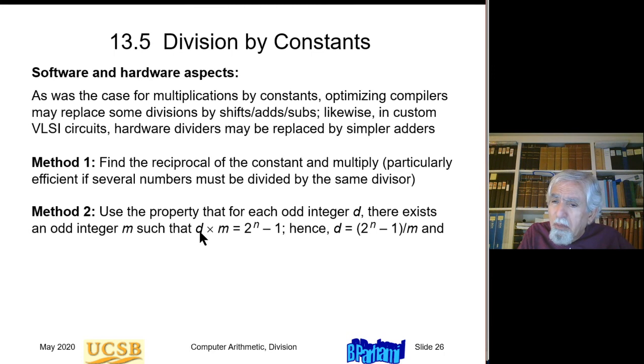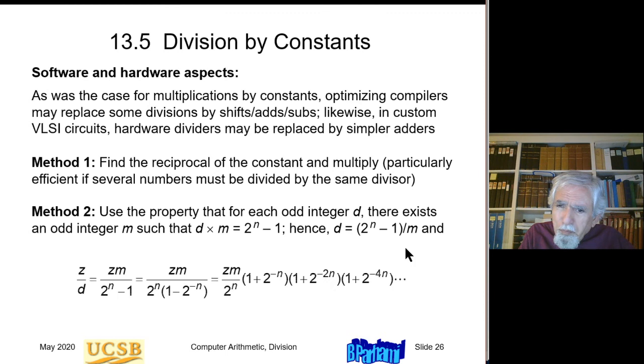Therefore, d, the number by which we want to divide, can be written, once we have determined what m and n are, as 2 to the n minus 1 divided by m. Therefore, to divide z by d, I have to divide z by 2 to the n minus 1 divided by m.